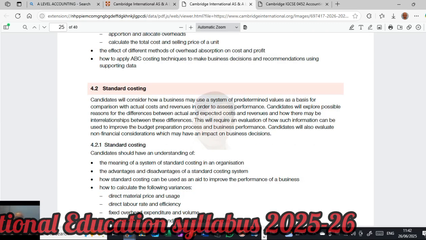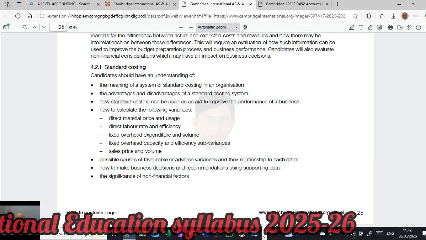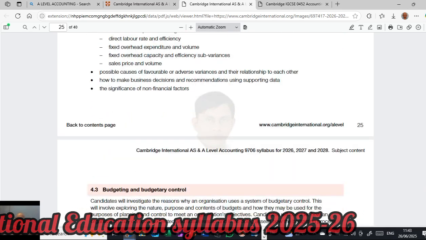Standard costing: candidates will consider how a business may use standard costing. The meaning of a system of standard costing in an organization, the advantages and disadvantages of a standard costing system, direct material price variance, usage variance, labor rate and efficiency variances, overhead expenditure and volume variance. So we will learn different variances in this lesson. It is more technical in respect, and a lot of students find difficulty in understanding this lesson. So you have to be very proactive.